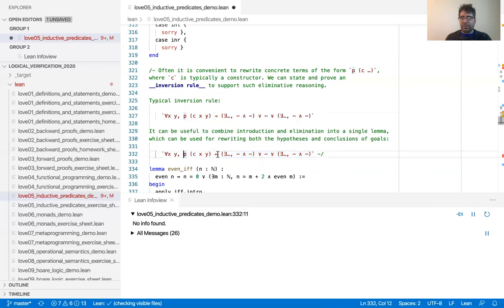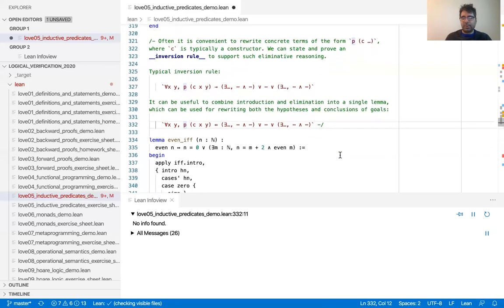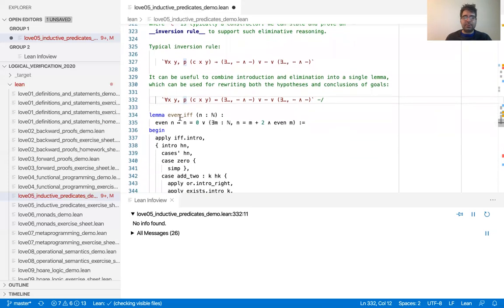And you can do it as an if and only if. That's even more convenient because then you can do rewriting. So I'll show a concrete example. This is an inversion rule for even, where we say even of n if and only if n equals 0, or there exists an m such that n equals m plus 2 and even of m, right?